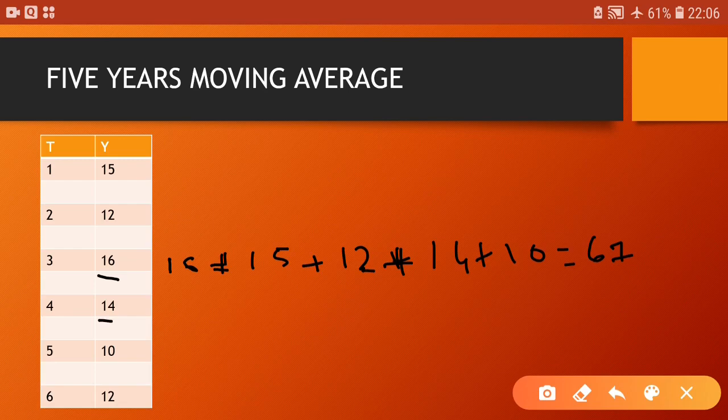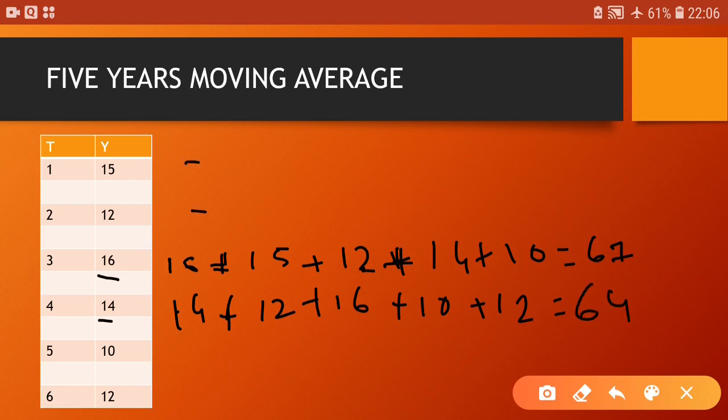Then in 14 what will you do? 14 itself, 2 up and 2 down, like this. So 14 plus 12 plus 16 plus 10 plus 12. This is the routine. 10 plus 12 is 22, 22 plus 16 is 38, 50 and 64.